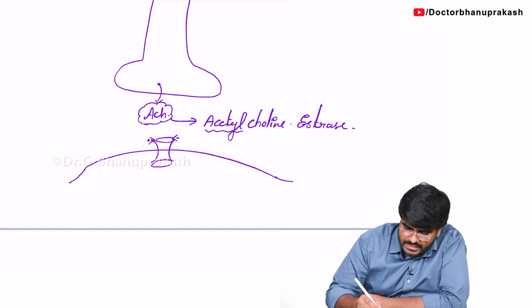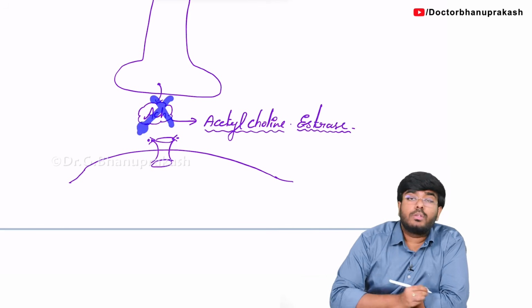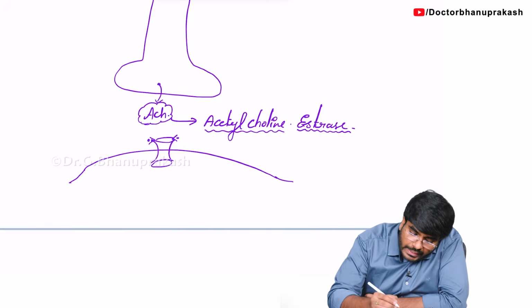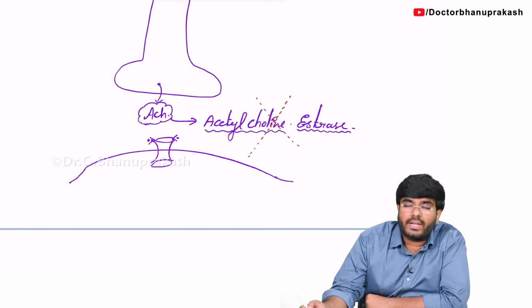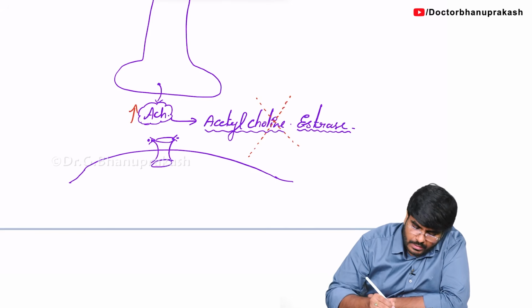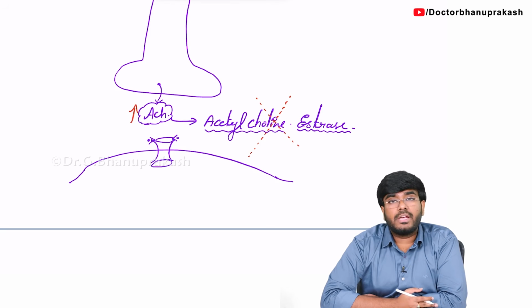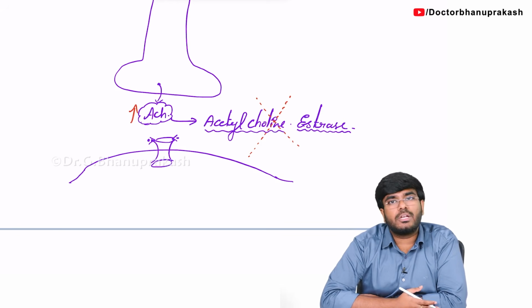So there is an enzyme called acetylcholinesterase, which is going to degrade the acetylcholine. Now how do we treat myasthenia gravis? You have to inhibit this acetylcholinesterase. The moment you inhibit this enzyme, the half-life of acetylcholine is going to be longer, and acetylcholine is going to be available for a long time. That is going to remove the antibodies from their blocking position, which can lead to muscle contraction.